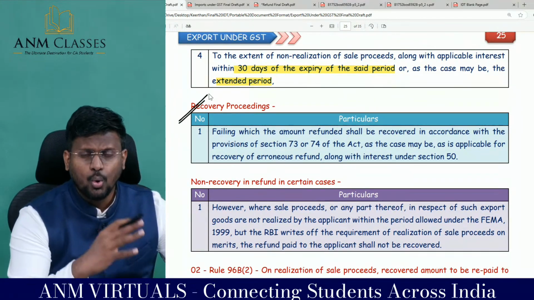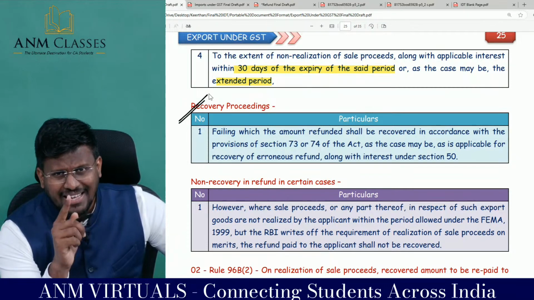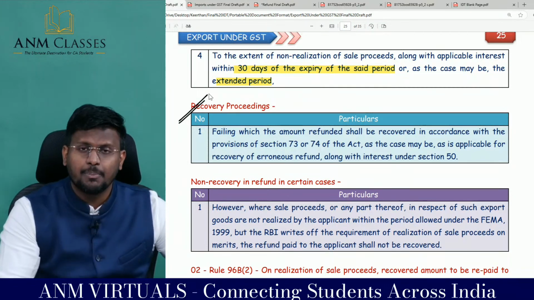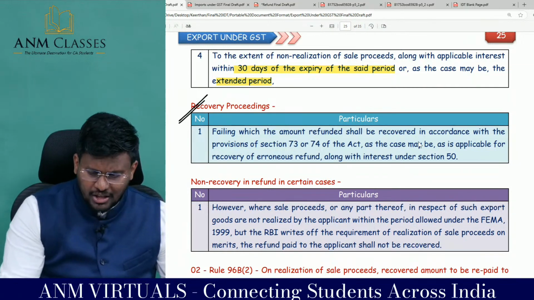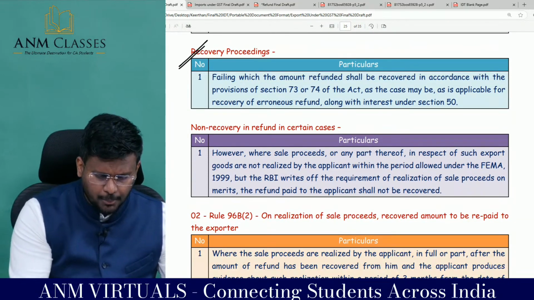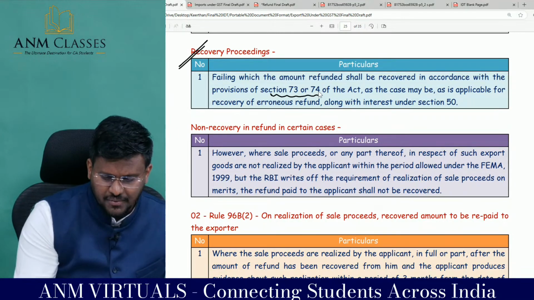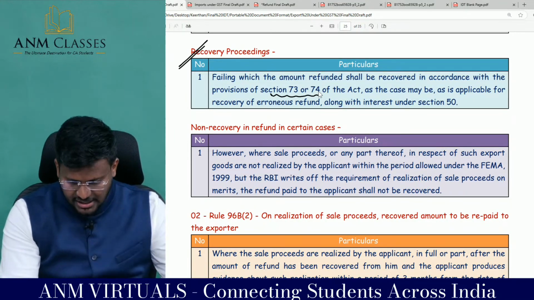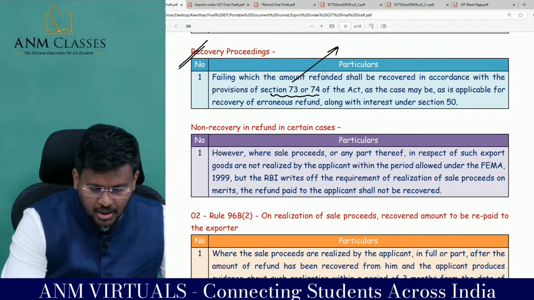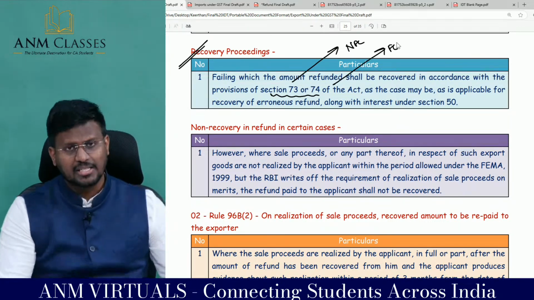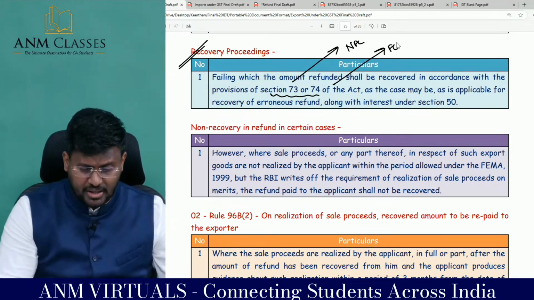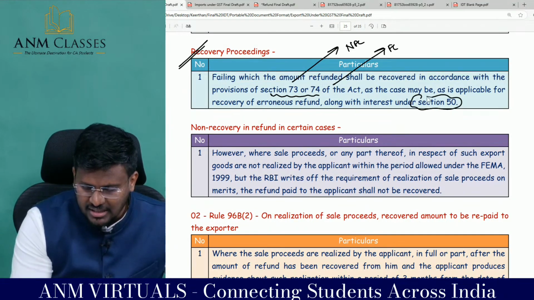If you don't repay that, as per 96B, be careful, the department will start the recovery proceedings. Failing which, the amount refunded shall be recovered in accordance with the provisions of section 73 or 74 of the Act, as the case may be, because 73 is applicable to non-fraud cases and 74 is applicable to fraud cases, as is applicable for recovery of erroneous refund, along with interest under section 50.